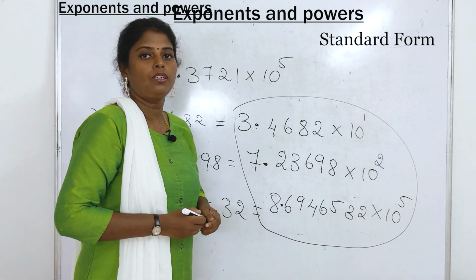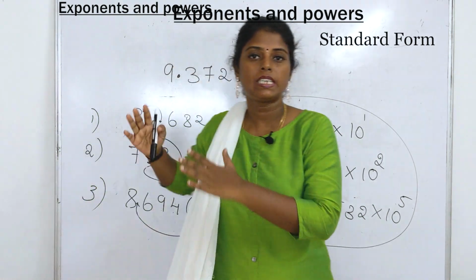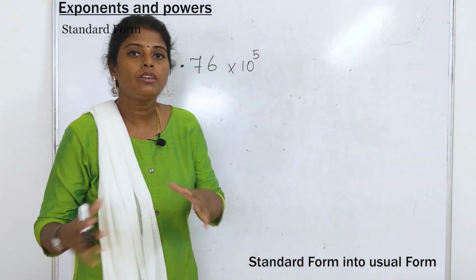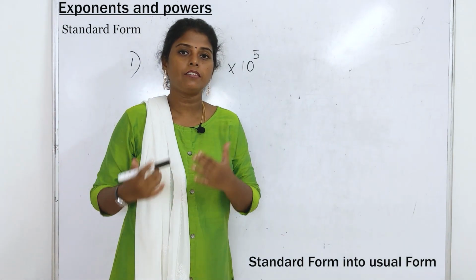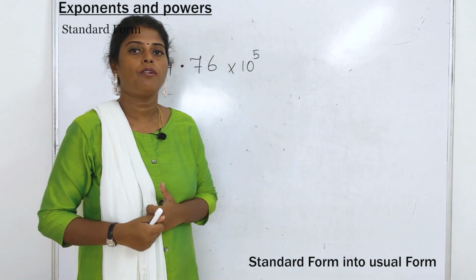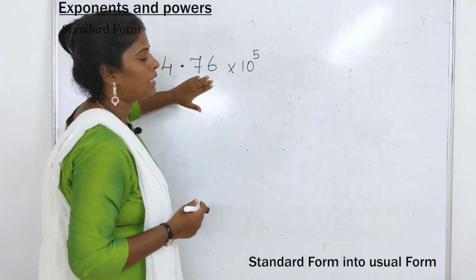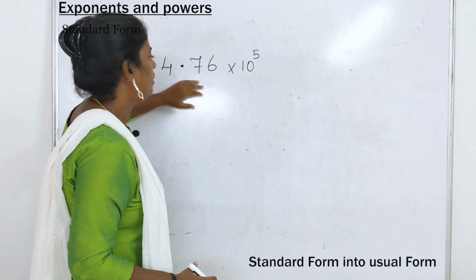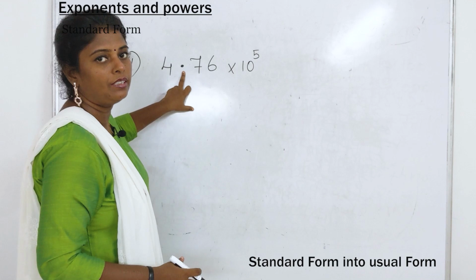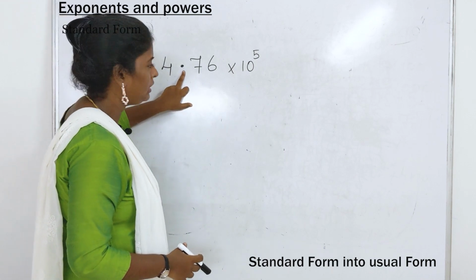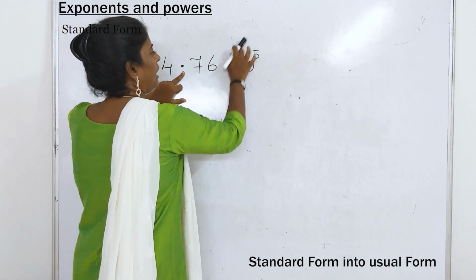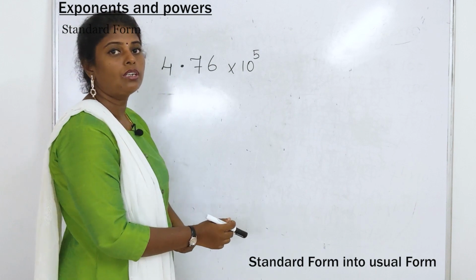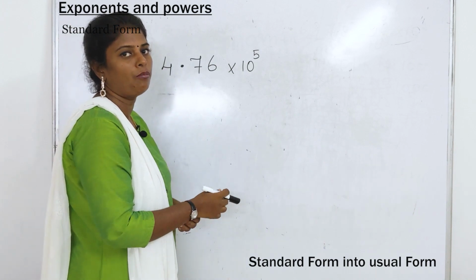Next, we are going to convert the given standard form of number into usual form. For example, 4.76 into 10 to the power 5. This is in the form of standard form because we have one number, after the one number we have a decimal point and some numbers, and then we have the exponent form. This is a standard form of number. Now we are going to convert this standard form into usual form of number.